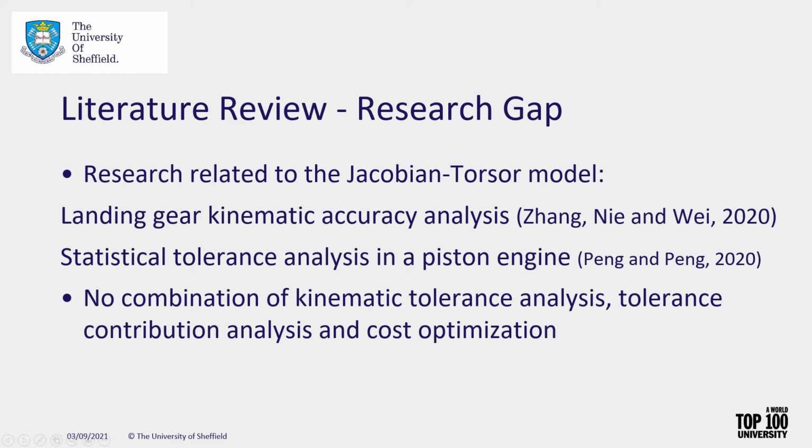Recently, the Jacobian-Torsor model has been more used in tolerance analysis. For example, landing gear kinematic accuracy analysis and piston engine tolerance analysis. However, there is no combination of kinematic tolerance analysis, tolerance contribution analysis, and cost optimization. In my project, these aspects will all be discussed.